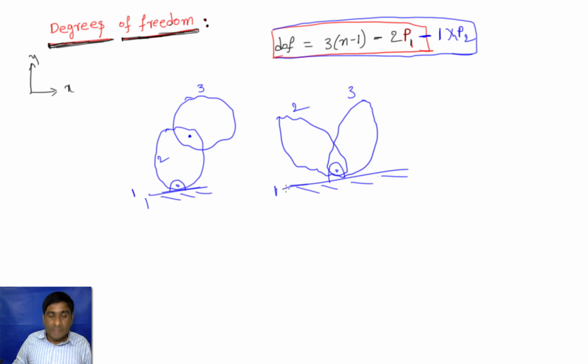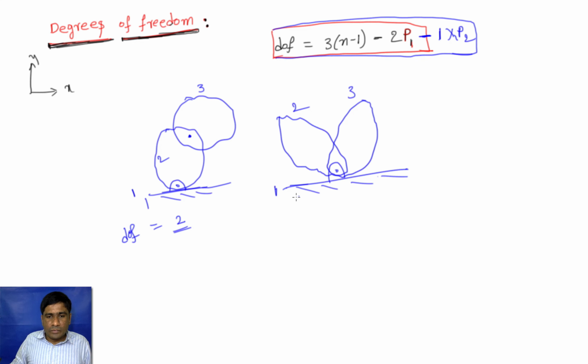So is there any difference in calculating degrees of freedom in this case? No, let me see that. For example, in this case, what is the degree of freedom of the system? Body 1 is 3 minus 3, 0. For body 2, 3 minus 2, 1, and for body 3, 3 minus 2, again 1. So 1 plus 1, 2 degrees of freedom.